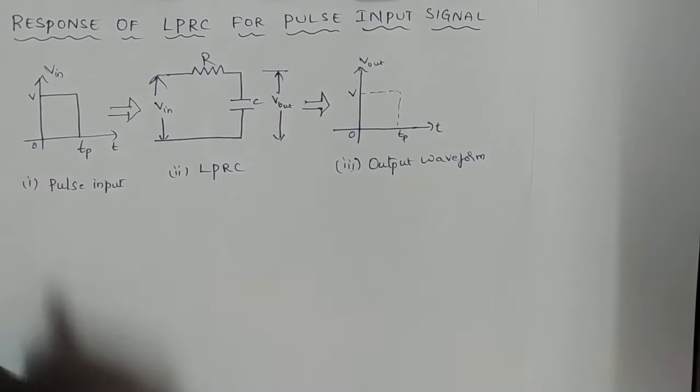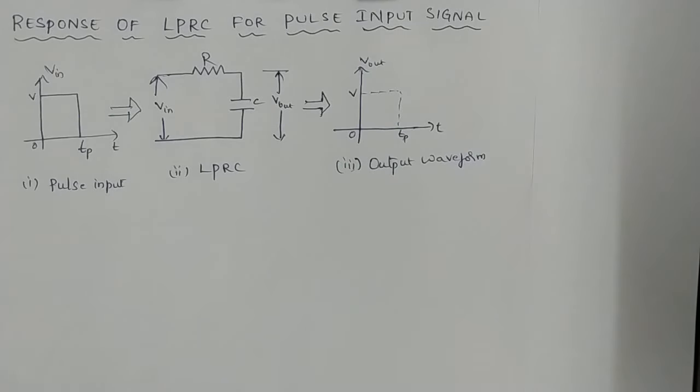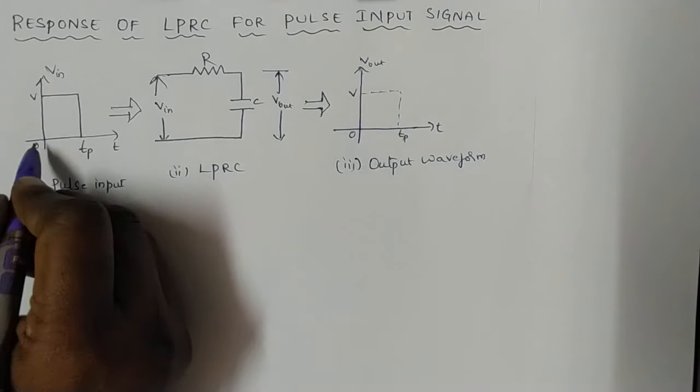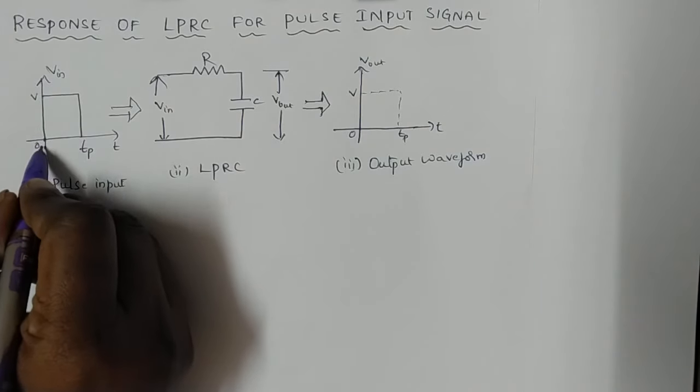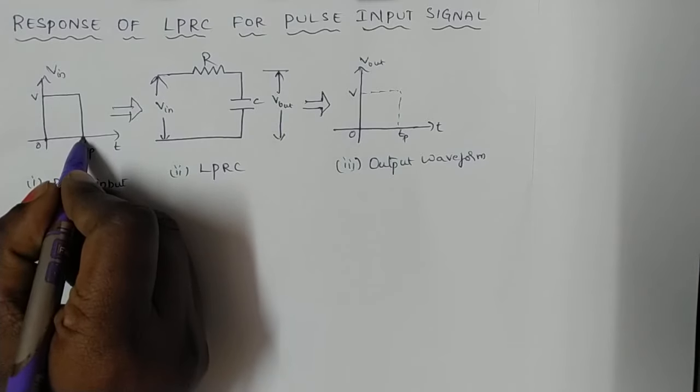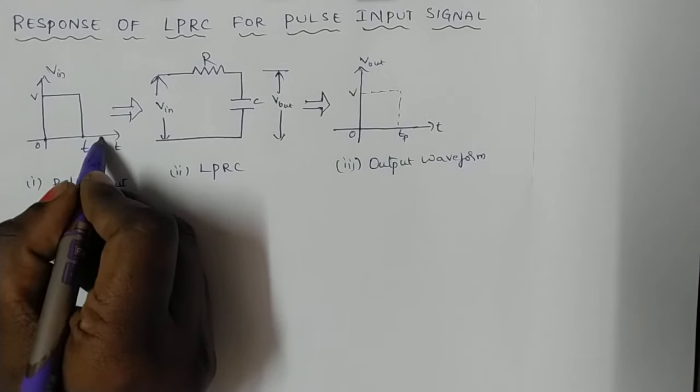For this LPRC circuit, we will discuss four conditions: at t equal to 0, from 0 to tp, at t equal to tp, and t greater than tp.